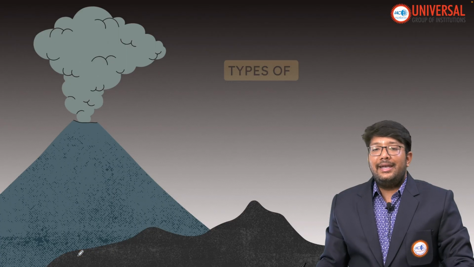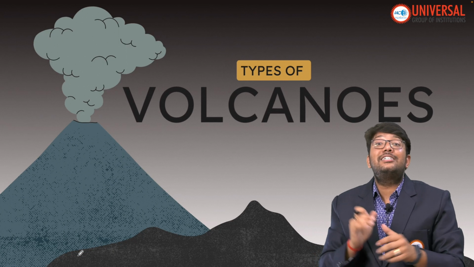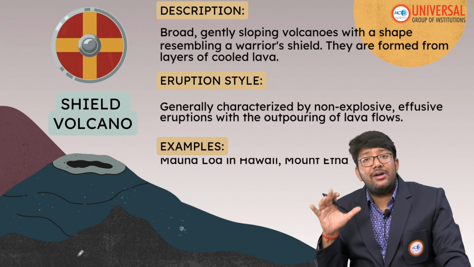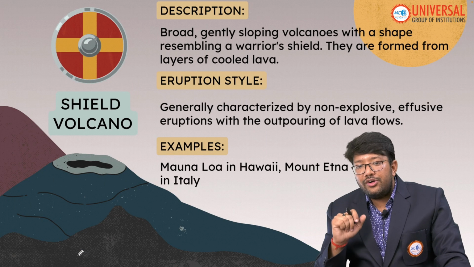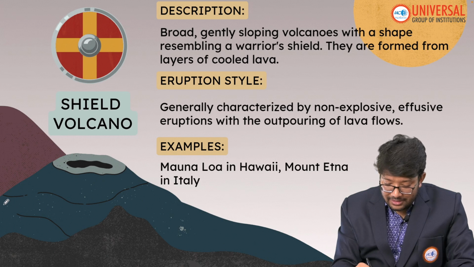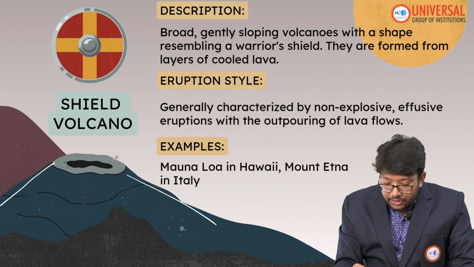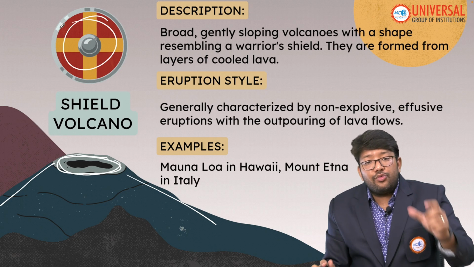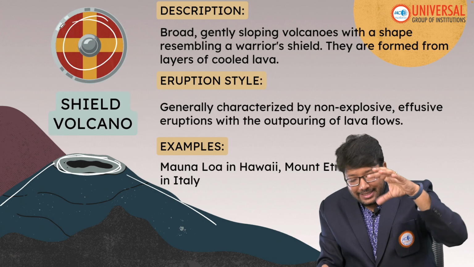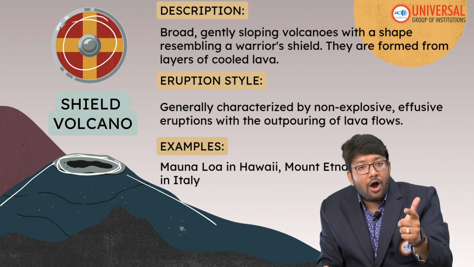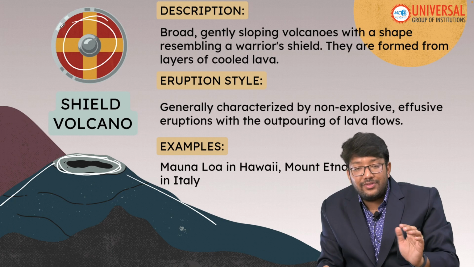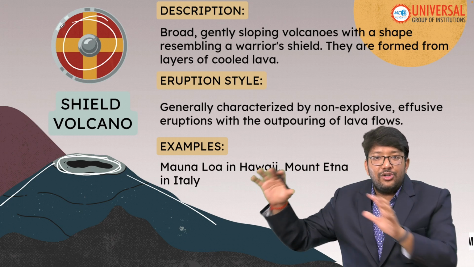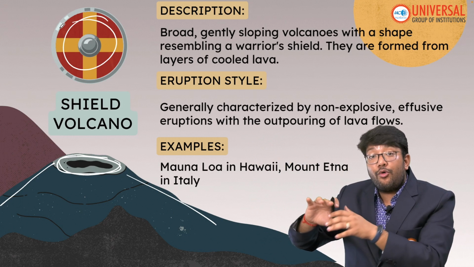All right. Next we will talk about the types of volcanoes. First type of volcano is called shield volcano. Why is it called shield, students? Because this is the volcano, so the crater will be like a shield like this. These shield volcanoes are broad, gently sloping volcanoes with a shape resembling a warrior shield. Can you see this shield? This is looking like a warrior shield.